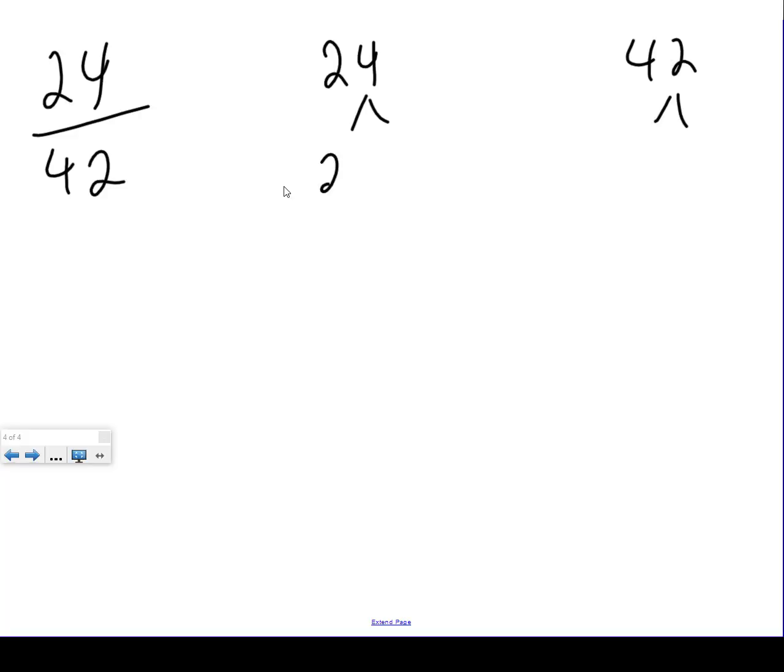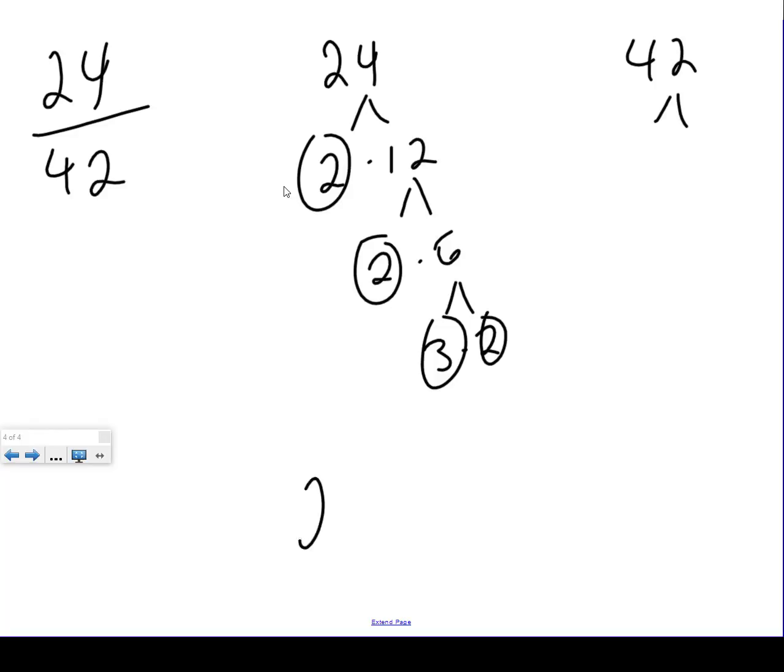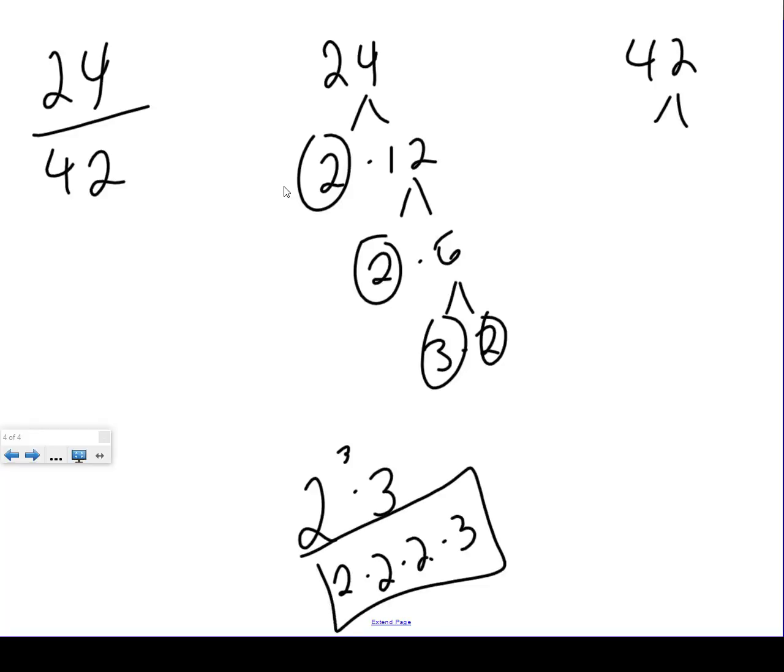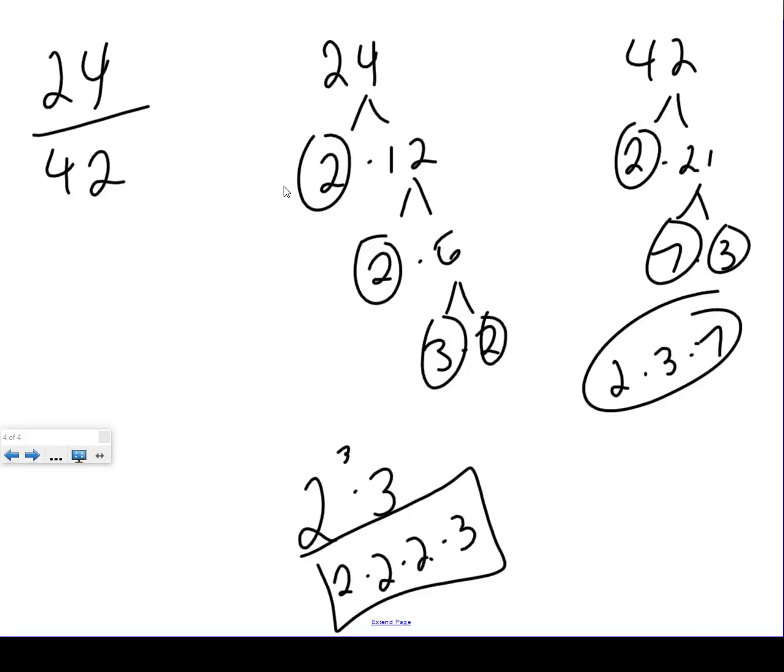So that would be 2 times 12, where 2 is prime, 2 times 6, where 2 is prime, and 3 times 2, where those are both prime. So this became 2 to the 3rd power times 3, or 2 times 2 times 2 times 3. In this case, I'm going to use this one because I can see them all written out. The 42 is 2 times 21, and 21 is 7 times 3. Now I have 2, 3, and 7 for this one.